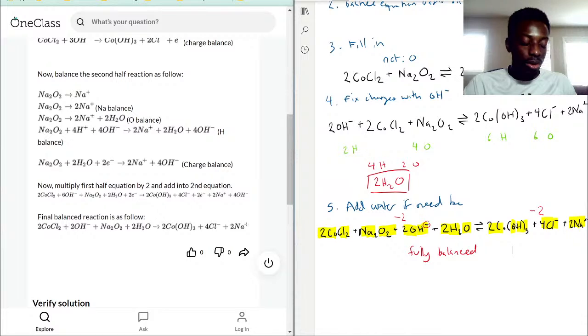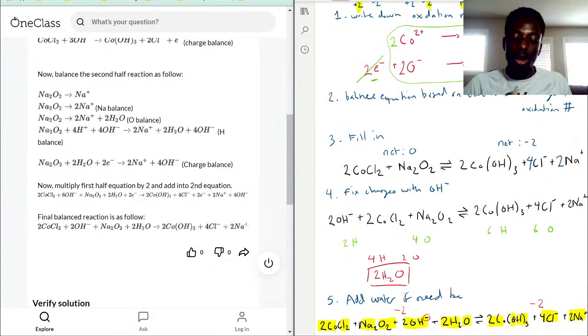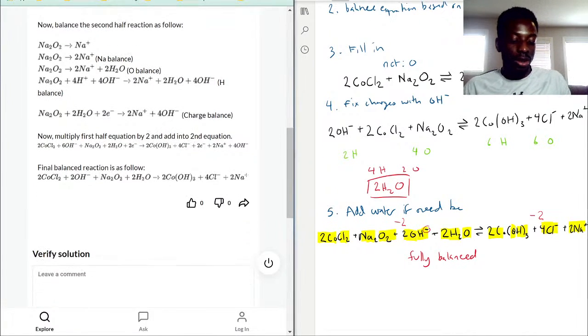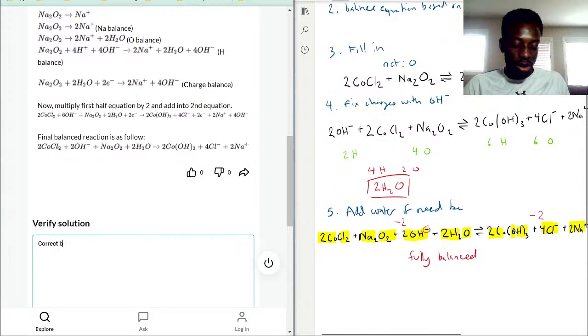So when we compare 2COCl2 plus 2OH minus plus Na2O2 plus 2H2O, perfect. It goes to 2CoOH3 plus 4Cl minus plus 2Na plus. Awesome. So they at least got the right answer, but I would definitely go with this technique here. So oxidation number, balance the equation based on that oxidation number change and the electrons that are moved. You fill it in, then you fix the charge difference with OH minus, and then you add water if need be. Okay, so let me just leave a quick comment: correct, but start with oxidation numbers and balance from the change in oxidation numbers.